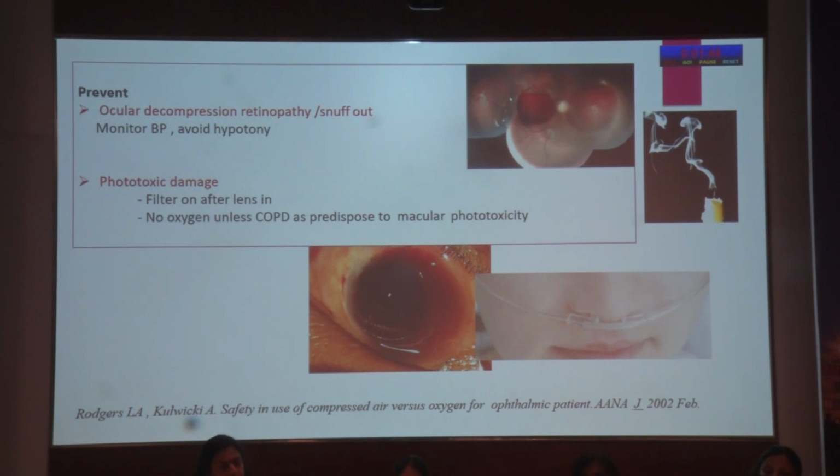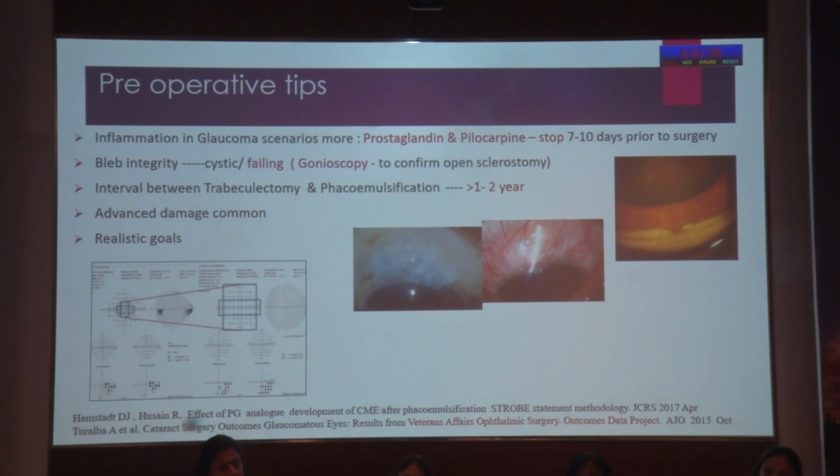And I do not prefer to give oxygen to my patients unless the patient is really symptomatic and is a COPD patient. I don't know what the tendency here is, but in most of our hospitals, they just give oxygen because the patient feels more comfortable. Inflammation in glaucoma scenarios is more, so I do stop my prostaglandin and pilocarpine 7 to 10 days before. And gonioscopy is done always before any cataract surgery to confirm the open sclerostomy. The interval between TRAB and phaco is 1 to 2 years.